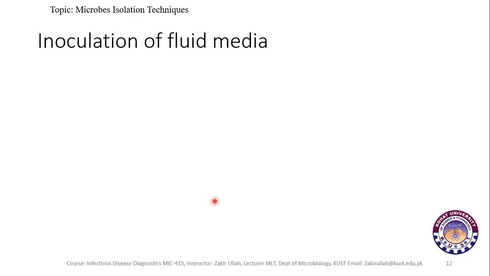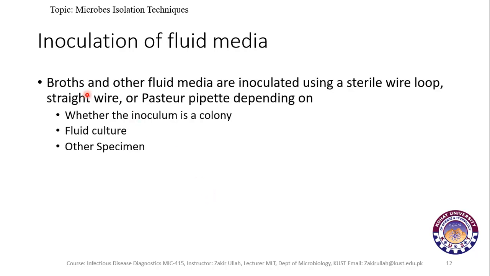Inoculation of fluid medium. How is fluid medium inoculated? Broths or other fluid media are to be inoculated with the help of a sterile wire loop, or we can use a straight wire, or we can inoculate this medium with a Pasteur pipette, depending on whether the inoculum is a colony, or a fluid or any other specimen. So on the basis of the type of inoculum, the sample, the culture specimen, different types of instruments are used for the inoculation.